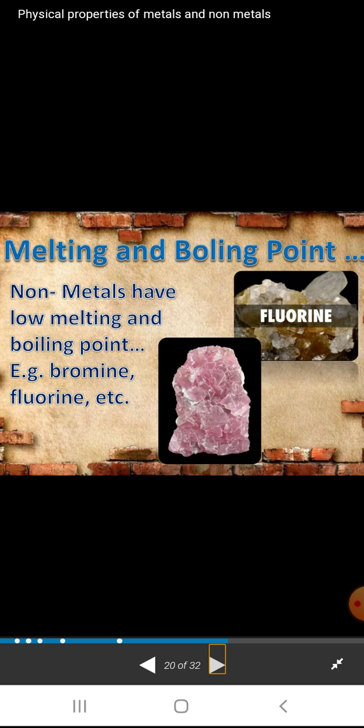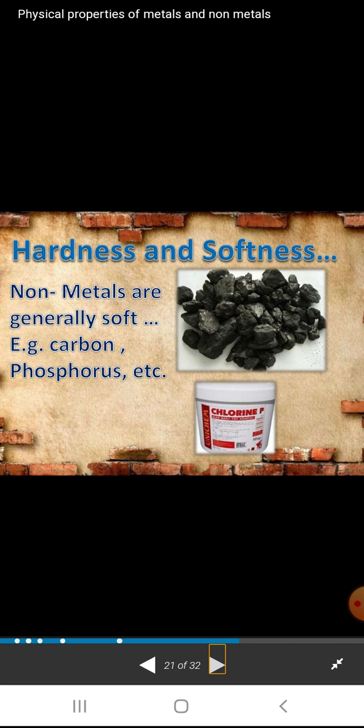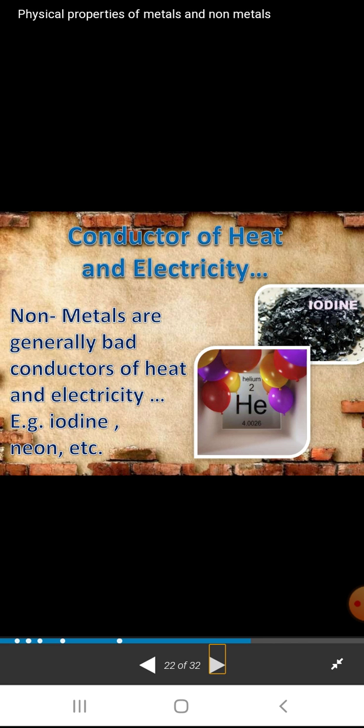Melting and boiling point. Nonmetals have low melting and boiling point. Hardness and softness. Nonmetals are generally soft. For example, carbon, phosphorus, and etc. Conductor of heat and electricity. Nonmetals are generally bad conductors of heat and electricity. For example, iodine.